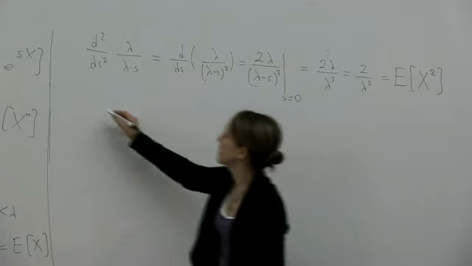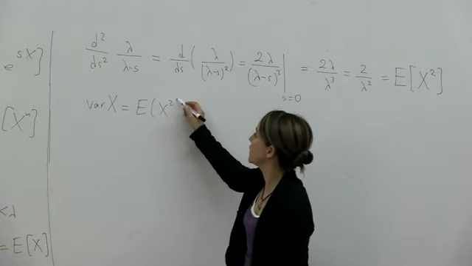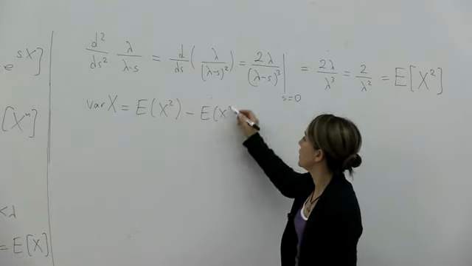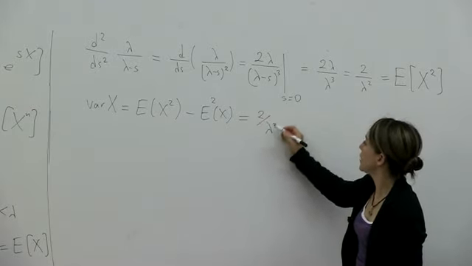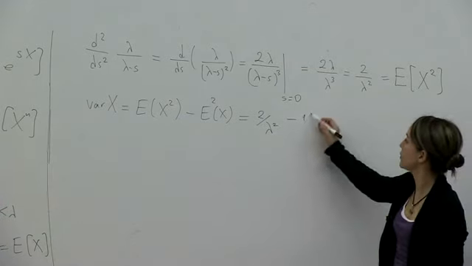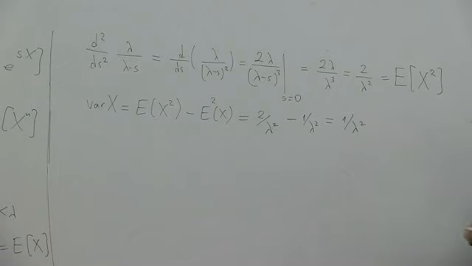So what is the variance? Variance of X is expected X squared, which is the second moment, minus the first moment squared, which is 2 over lambda squared minus the square of 1 over lambda, which is 1 over lambda squared, as we already knew. Any questions? Okay. So we computed the mean and the variance of an exponential random variable.